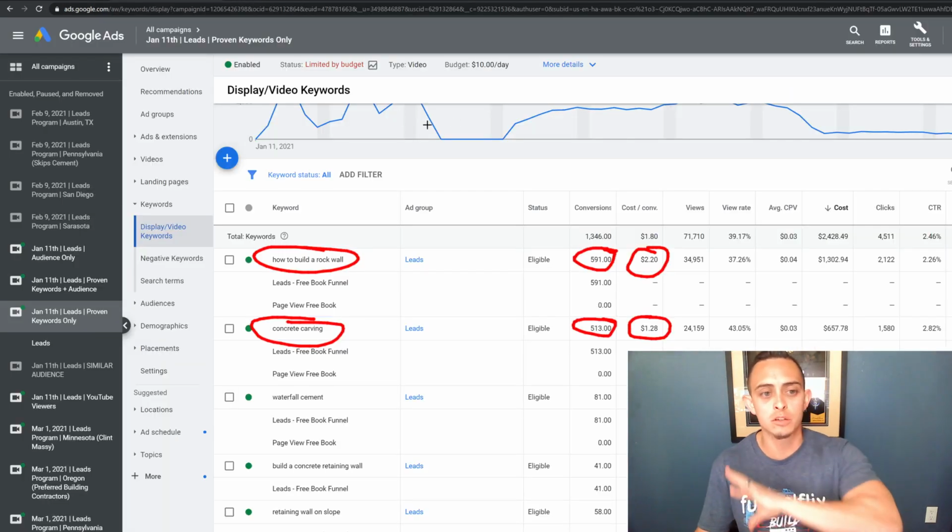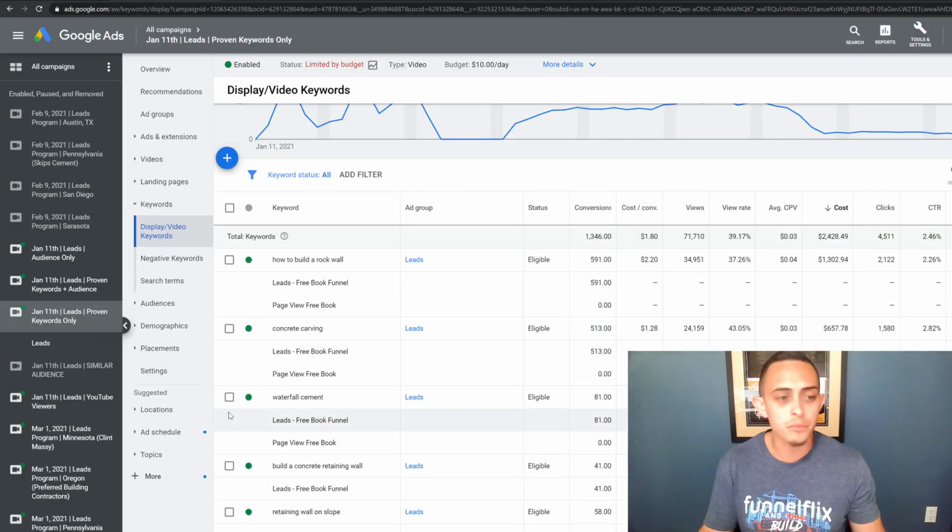I just want to kind of show you just to be 100% transparent. Now, another thing you could do is not only target keywords, okay, which is extremely powerful, but you can also target audiences, which is very, very powerful.